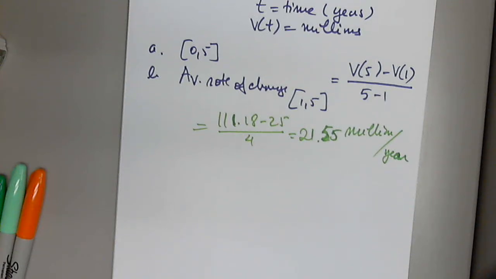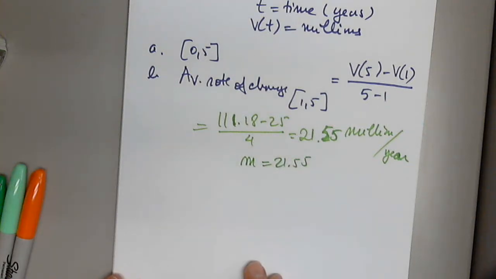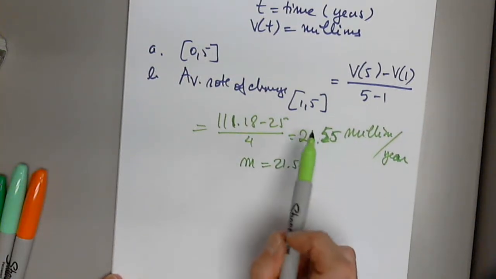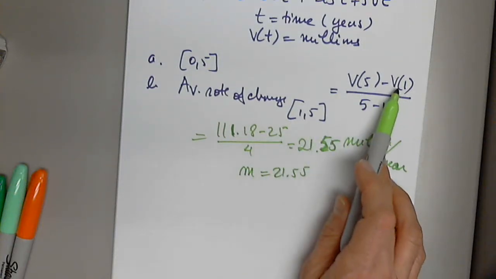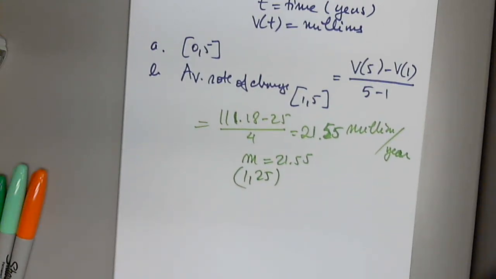Okay, part C. Find the average rate of change of the investment between year 1 and year 5. We didn't finish part B, I'm sorry. Find the equation of the secant line passing through the points. Then graph the secant line using the same axis. So we haven't finished this. So I have the slope, 21.55, and I have a point, which is 1, 25. Can anyone refresh our memory on the equation of the line once I have the slope and a point?